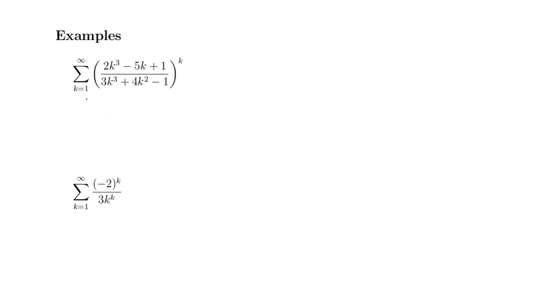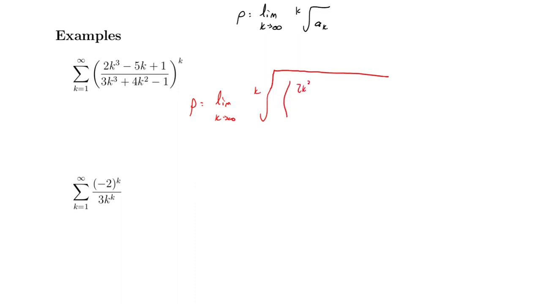So I'm not going to worry too much about that because eventually they're going to turn out to be non-negative, right? So what I'm going to do is remind myself that rho is equal to the limit as k goes to infinity of the kth root of a sub k. So for this one, I'm going to say rho is equal to the limit as k goes to infinity of the kth root of (2k cubed minus 5k plus 1) over (3k cubed plus 4k squared minus 1), all raised to the k.